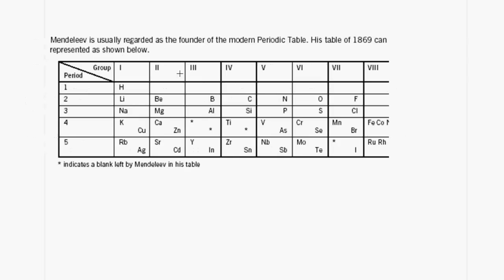This is just a sample of what Mendeleev's periodic table looked like. And if you notice, he left gaps for elements that had not been discovered as yet. But he could predict the physical or chemical properties of these missing elements.